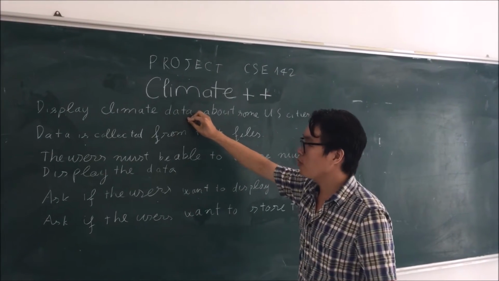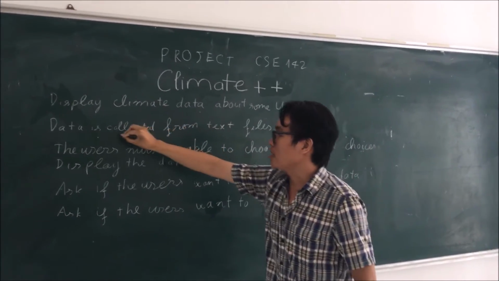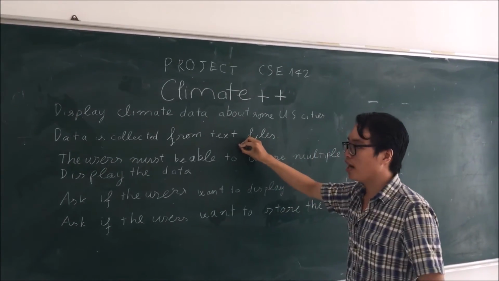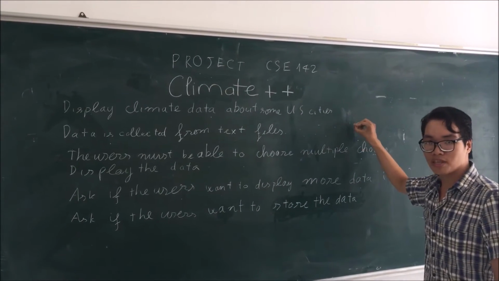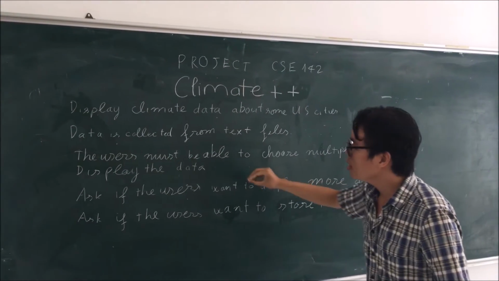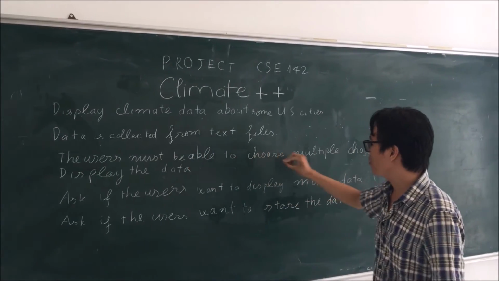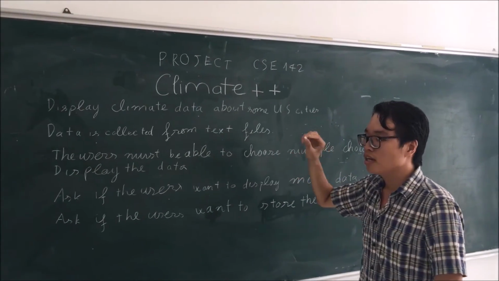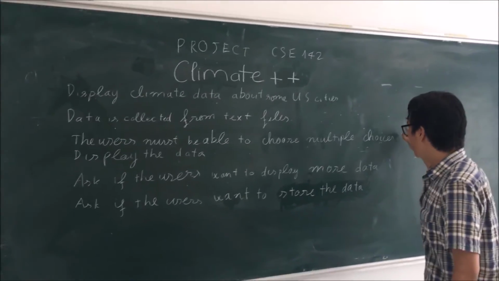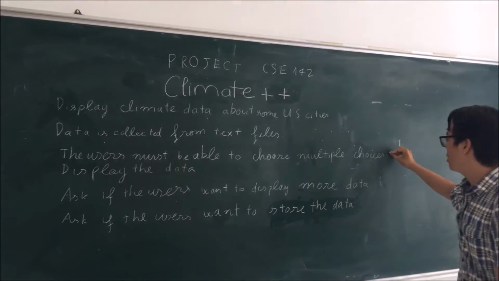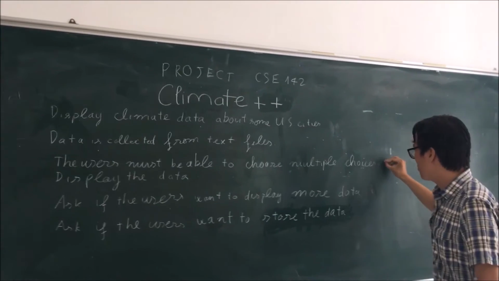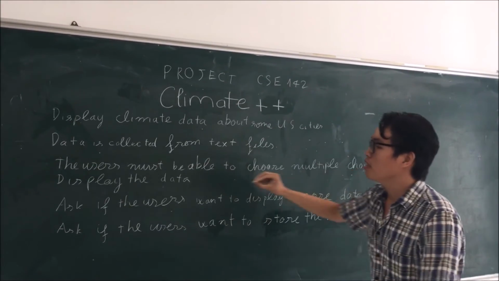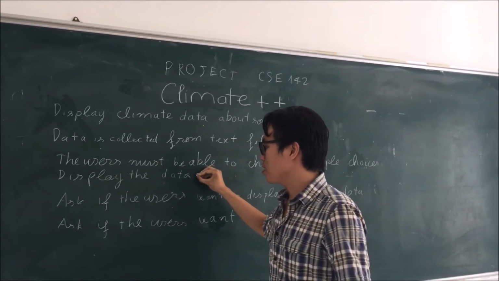First thing I need to explain. The data that we will collect from the text files are the three files: sensor out, temperature, and rainfall. The user must be able to make multiple choices, as in they will input more than one number, and the program will check them all. Then we will display the data.